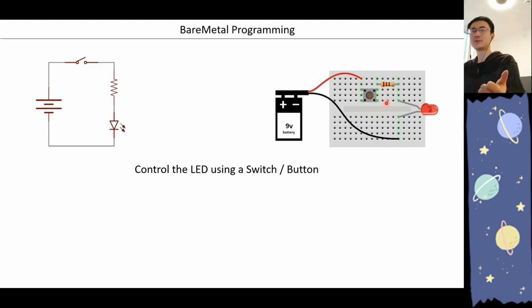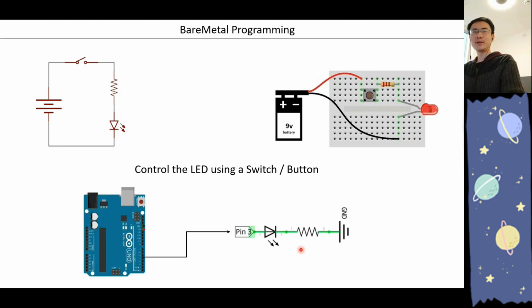Pretty straightforward. Now, if we replace the switch or the button with a microcontroller, we have something like this. Basically, we connect a pin from the microcontroller with the LED. So if we set the output of the pin to be high, the LED is on. If we set the output of the pin to be low, the LED is off because both sides are connected to the ground. So we can control the LED by changing the output of the pin. Well, but how do we write a program to change it?